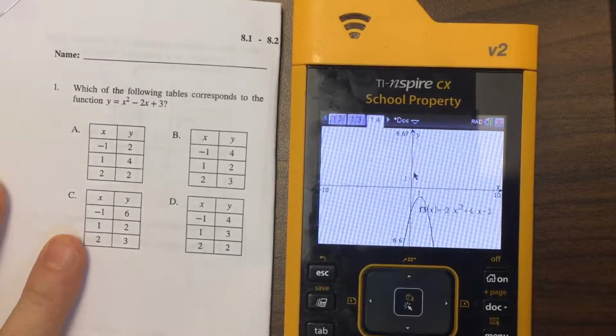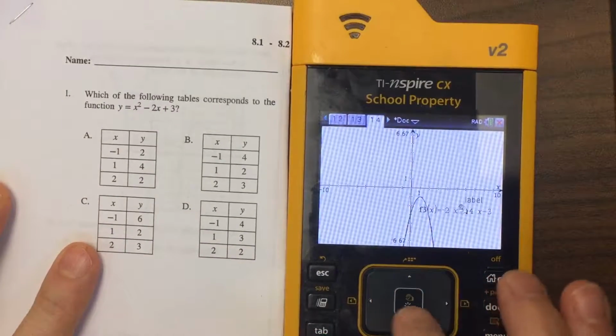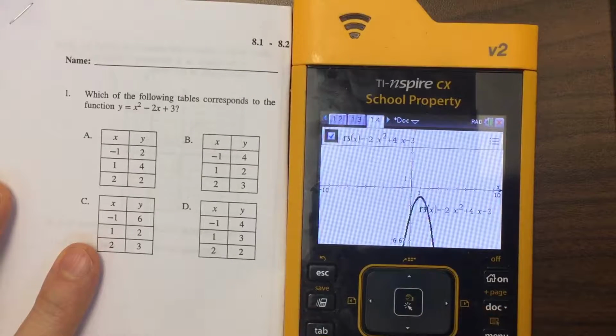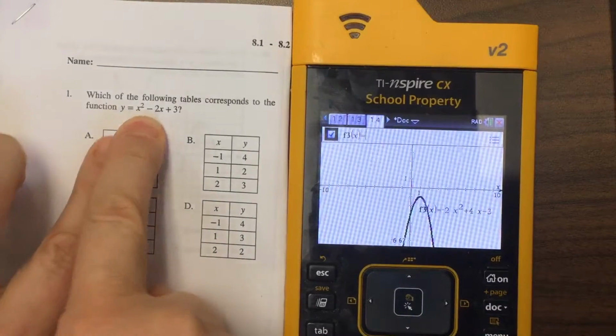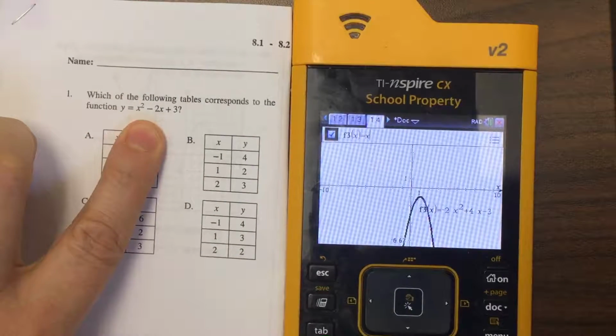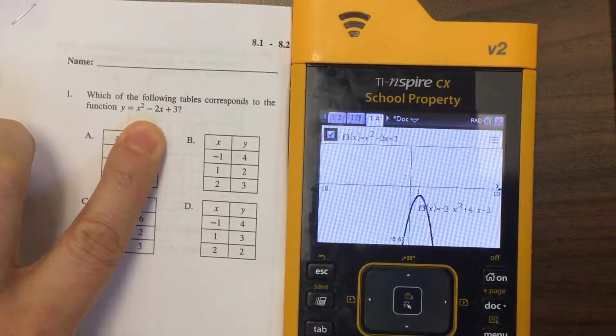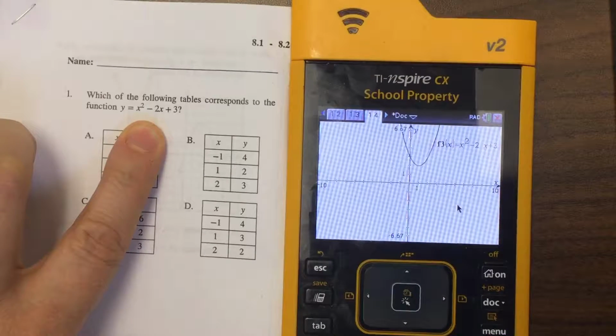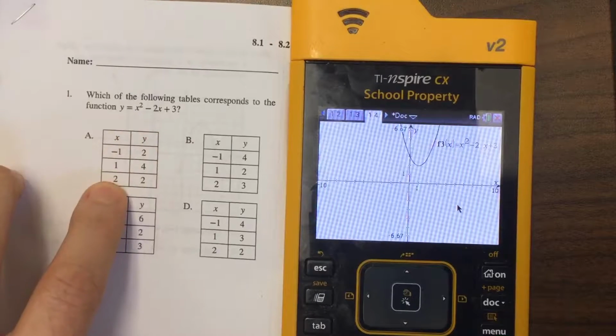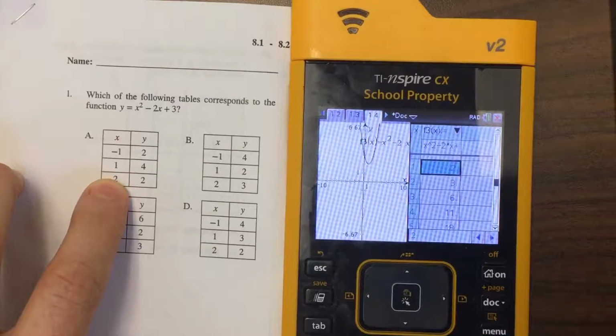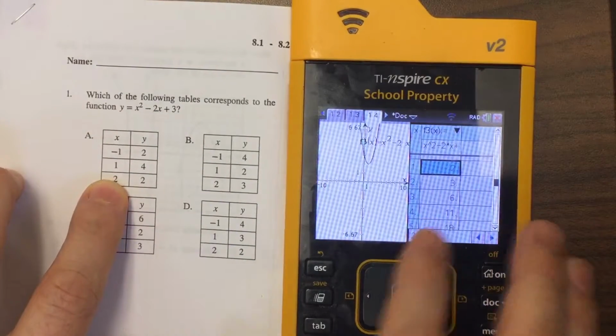So here's my calculator. I'm going to get rid of this old one. I'll just double click and replace that with x squared minus 2x plus 3. Push enter. Now there's the graph, but I don't care about the graph. I want to go to the table. Control T takes me to the table. So we're going to go ahead and take a look.